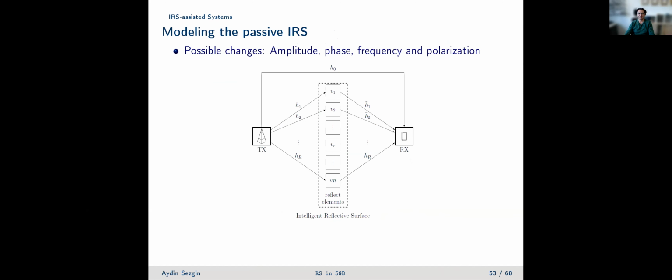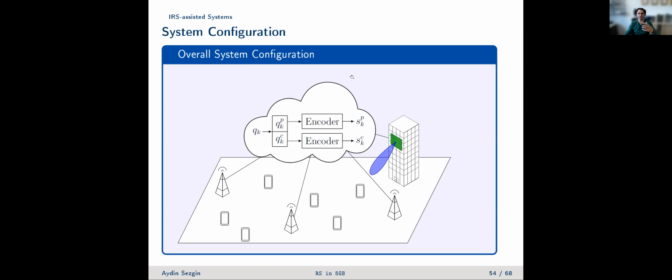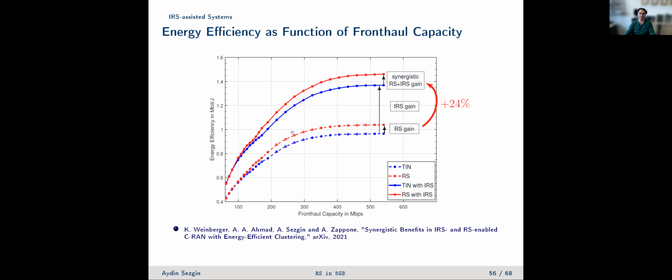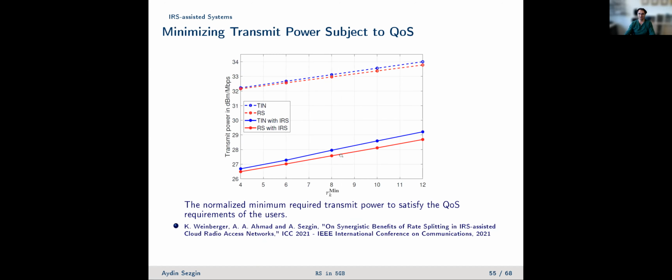So what we have done is try to model the IRS as a passive object, where you can play with the amplitude, phase, frequency, and polarization. Given some assumptions, we have looked at this scenario again using rate splitting, and let me just show you the result. What you see here is first treating interference as noise, without IRS and then with the IRS, and then rate splitting without the IRS and with the IRS, right? You see that we are again significantly improving by using rate splitting.